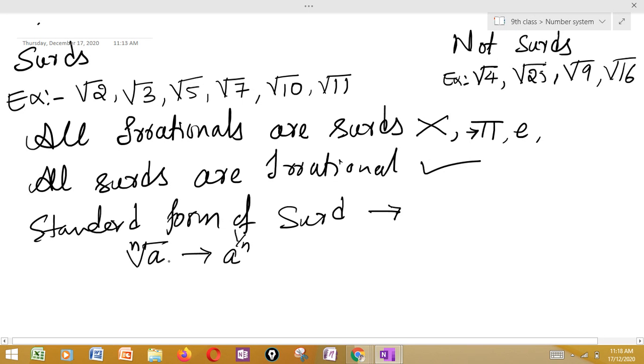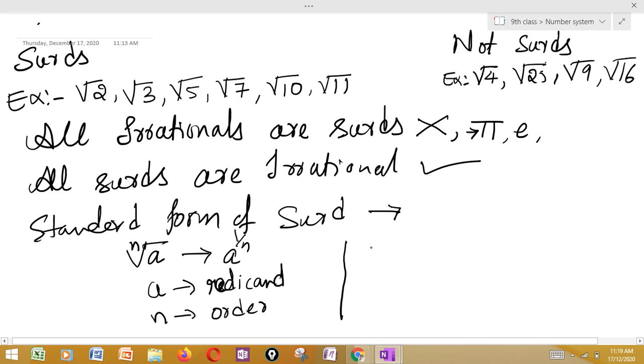In this nth root of a, which we call the standard form of a surd, you should be clear that a is called the radicand, whereas n is called the order. Okay, so I hope you are clear with all these things.